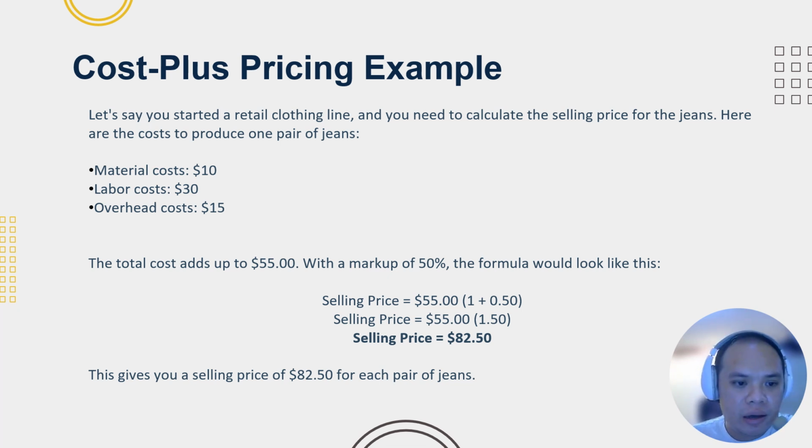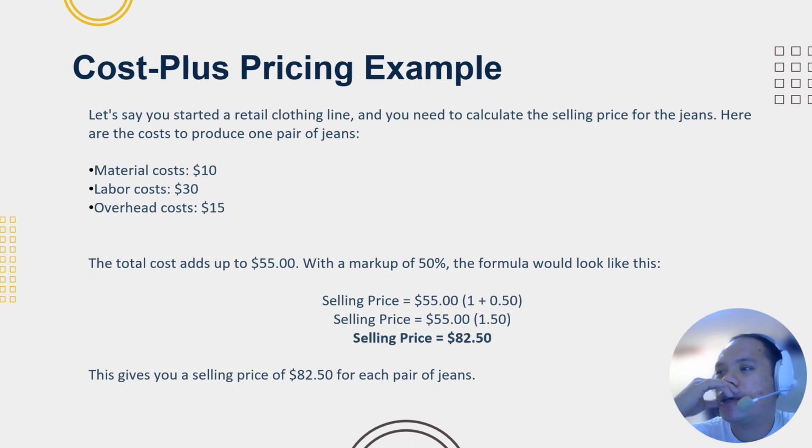Okay, so we have this data. Material cost is $10, labor cost is $30, and overhead cost is $15. So let's just say that this is absorption costing. Wala man giingon sa overhead cost if fixed ba siya or variable. So let us assume that the overhead cost will also be included in the computation of your product cost. Okay, so the total cost adds up to $55.